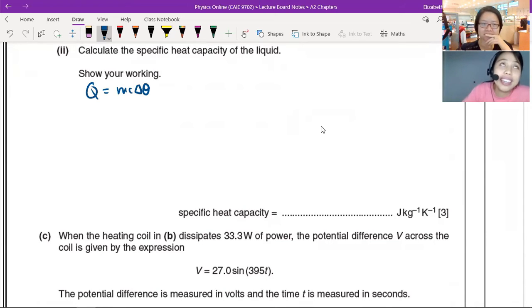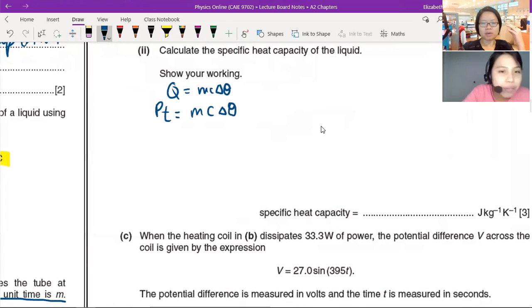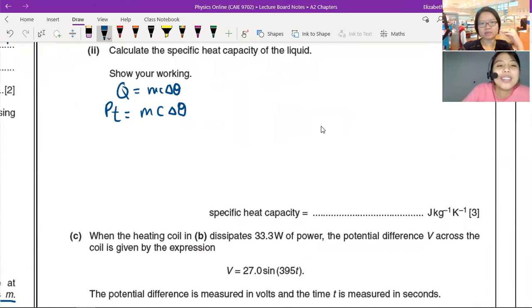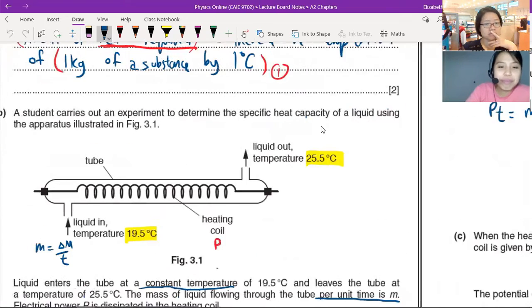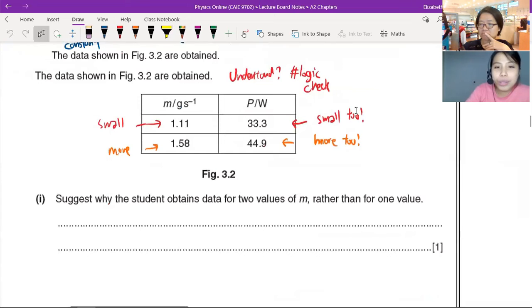Okay, so energy is power times time, equals mass times C times delta theta. Oh, then can plug in another equation, right? Yes. You got enough info? But we have the mass value of P. Yeah, which one to use, miss? My confusion. You see this P? Which one should I take?